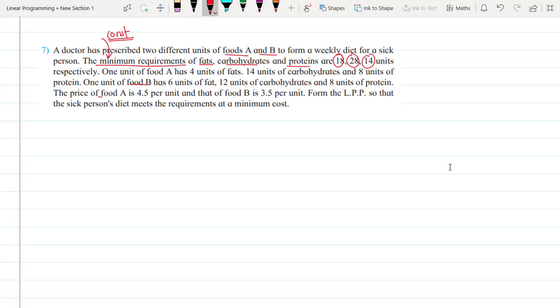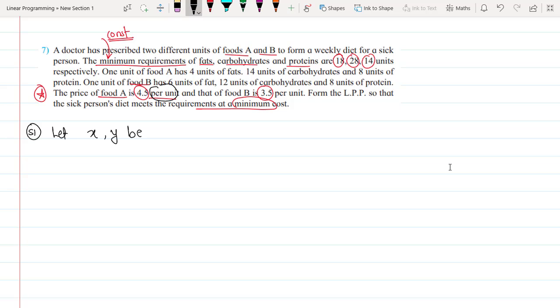The price of food A is 4.5 per unit. Okay, so this is our cost function, which is given in the last sentence. And for food B it is 3.5, and food A is 4.5 per unit. Form the L.P.P. so that the sick person's diet meets the requirements at minimum cost. Okay, so let's write down step number 1, that is the values of x and y. So x and y be the decision variables now.